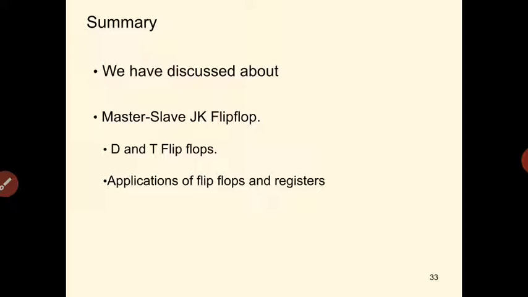And if you observe, delay and toggle flip-flops are nothing but subsets of the JK flip-flop, and that's why the JK flip-flop is called the universal flip-flop, through which you can implement any other flip-flop like the SR flip-flop, delay flip-flop, and toggle flip-flop. All three can be implemented or realized with the help of the JK flip-flop.